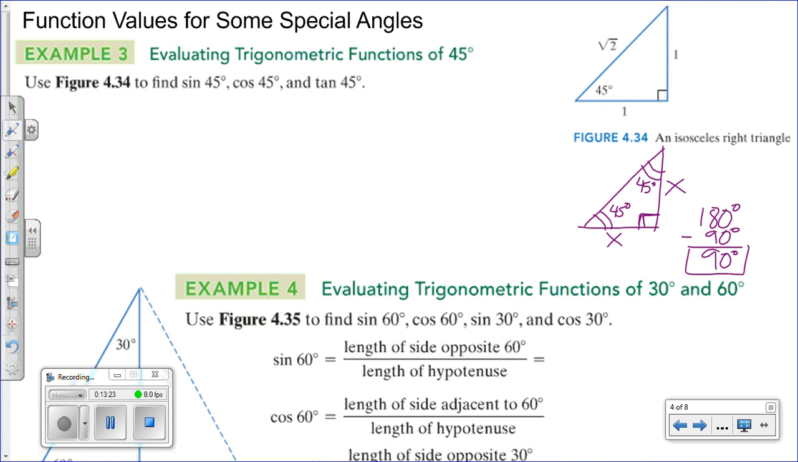So in general, the rule is that if this side is x and this side is also x, the hypotenuse is going to be the square root of 2 times x. So if these 2 sides were, let's say, 10 each side, then the hypotenuse will be 10 times the square root of 2. If these 2 sides were, let's say, 4 and 4, then the hypotenuse will be 4 times the square root of 2.